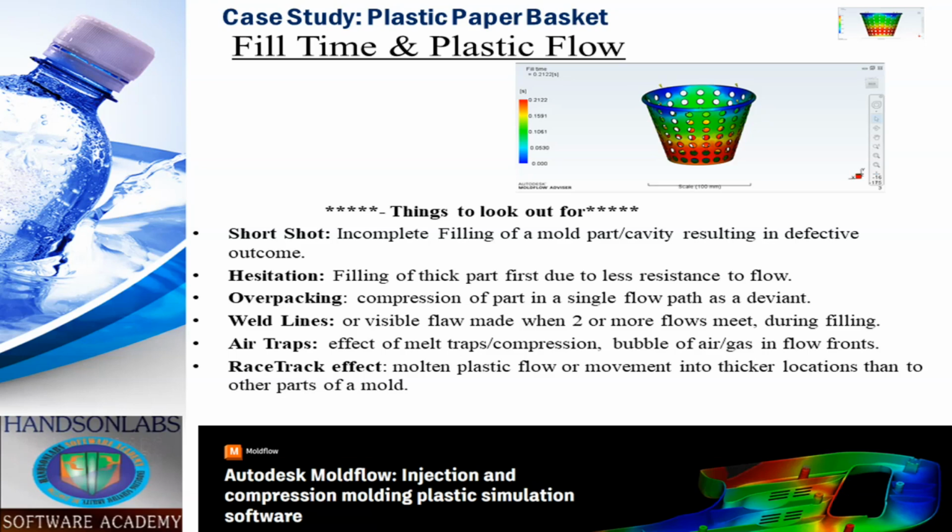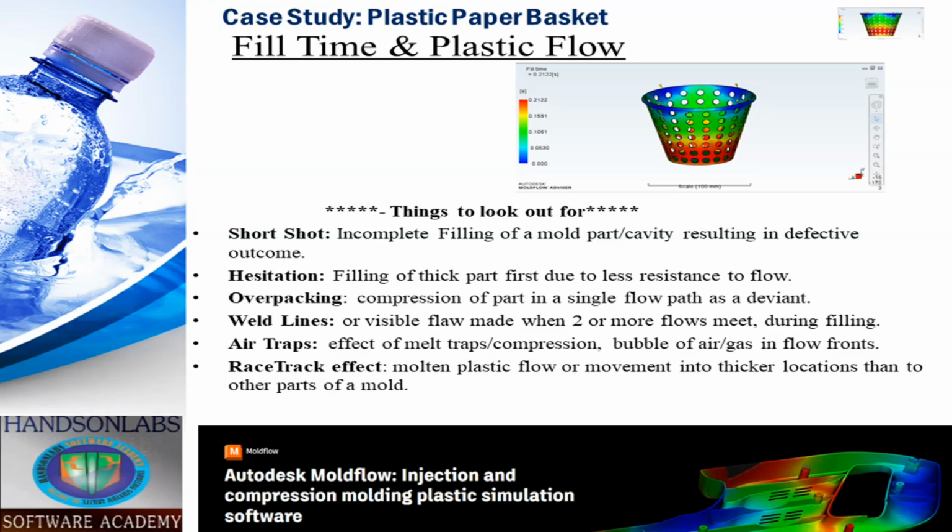Now, this is the fill time and plastic flow results. These are the major things you need to be aware of. Firstly, you have the short shot, which is usually defined as incomplete filling of the mold part cavity, resulting in a defective outcome. The other thing that fill time and plastic flow results can easily give indicators to is hesitation, which is the filling of thick parts first due to resistance to flow. Then overpacking. This is compression of parts in a single flow part.